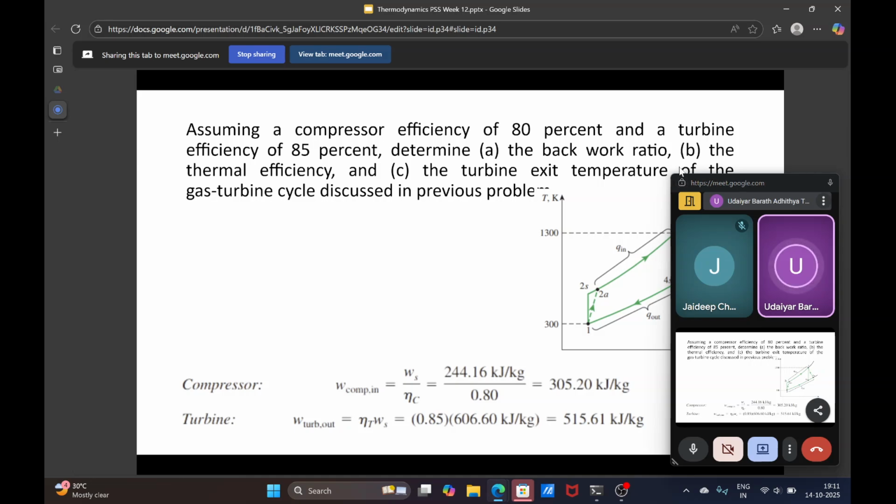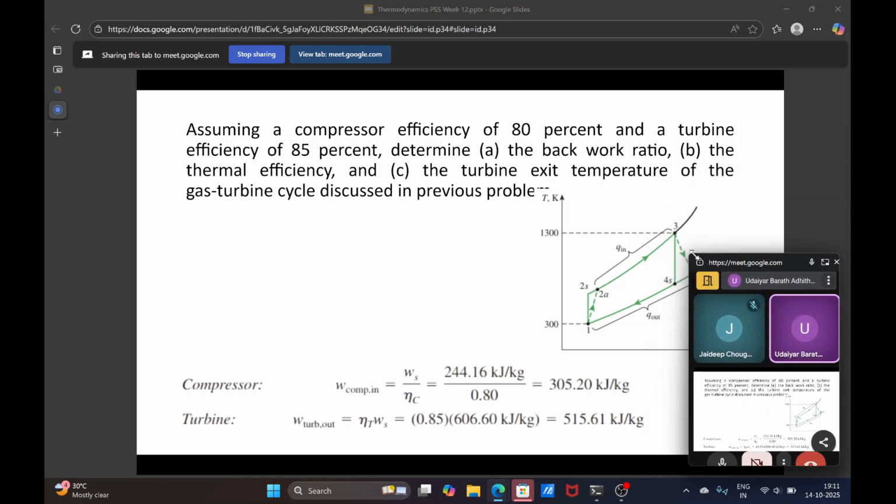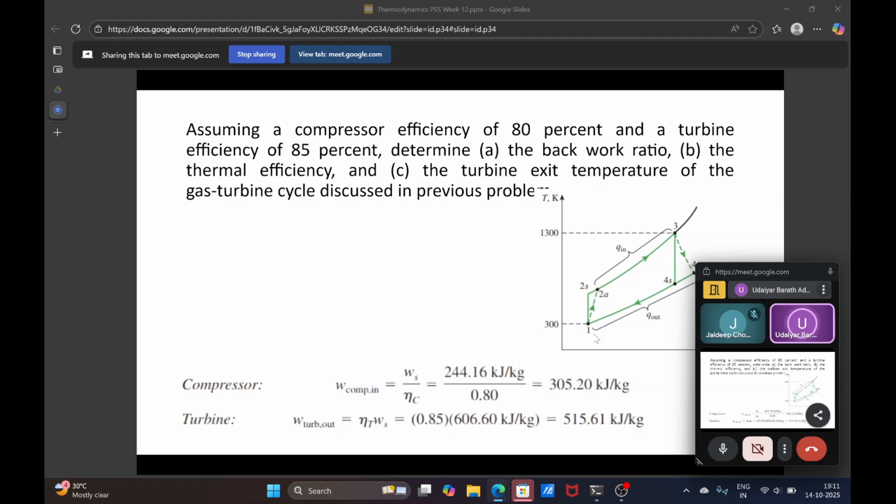So next is the same Brayton cycle, but with turbine and compressor efficiencies of 80% and 85%. In this case, how the cycle will change, or how the efficiencies and state points will vary, is what we'll be looking at. What is given is a compressor efficiency of 80% and turbine efficiency of 85%, and the rest all remain the same. So we know T1 is 300 Kelvin and T3 is 1300 Kelvin, and the pressure ratio is 1 and 8 bar.